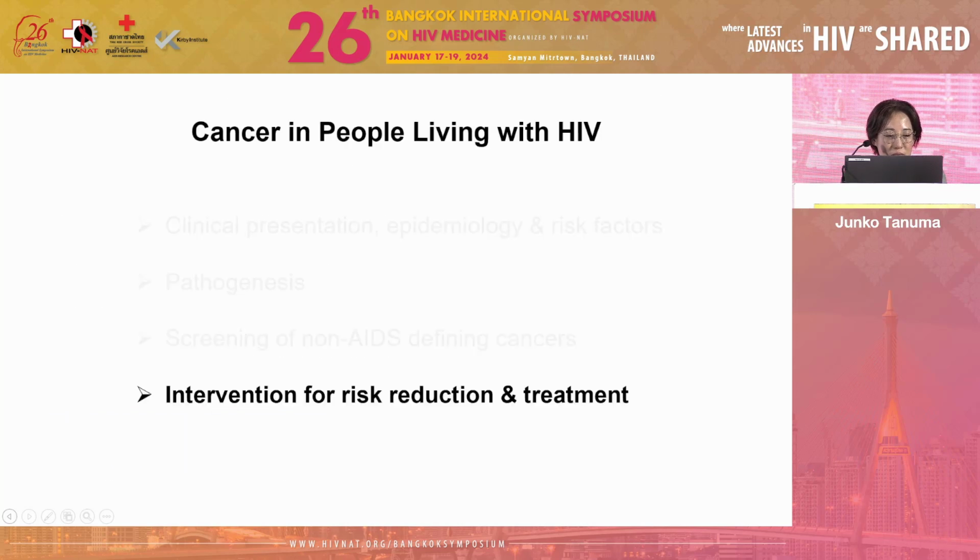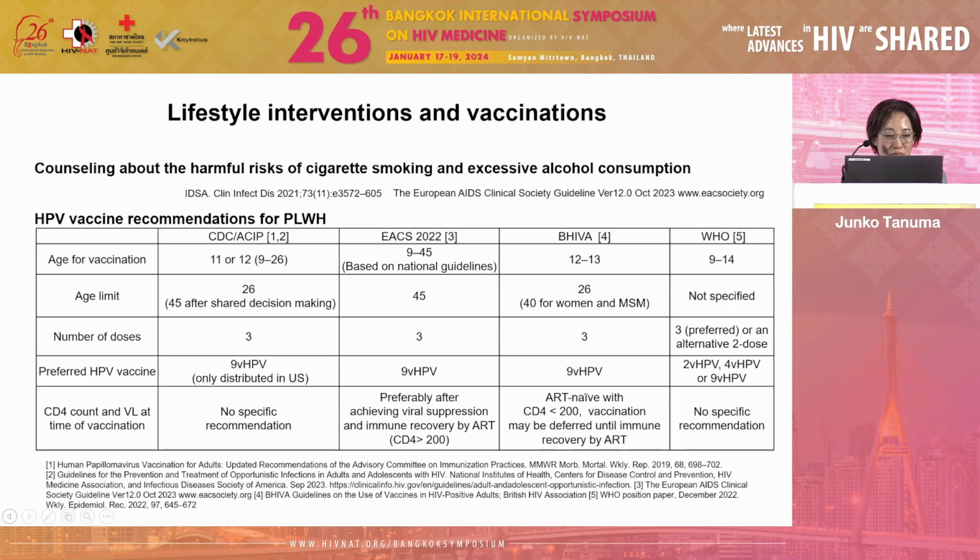So in the last part, I will briefly talk about lifestyle interventions which we can do in daily clinical practice, and some challenges in treatment. Prevention is key in every disease. Counseling about harmful risks for cancers, like cigarette smoking and excessive alcohol consumption, is one of the things we can do in the primary care setting. And HPV vaccines are also crucial to prevent HPV-related cancers, and we should be familiar with the updates of the guidelines. HPV vaccines are now recommended in multiple guidelines, but there are some differences in the age indications.